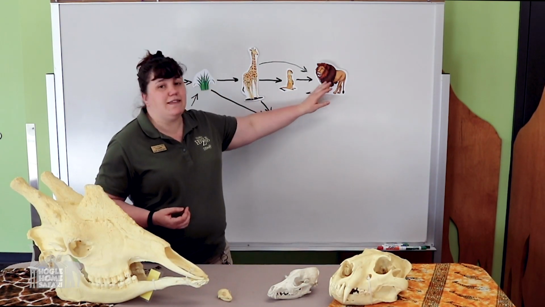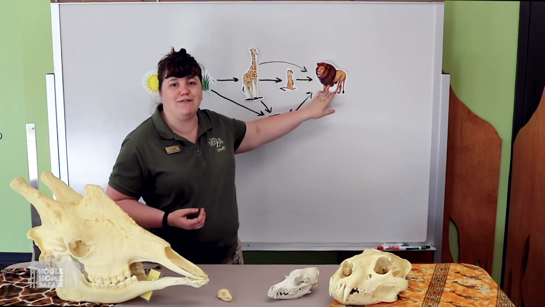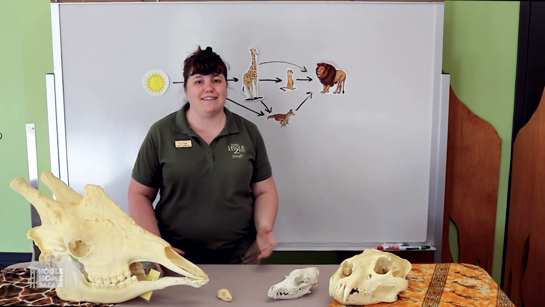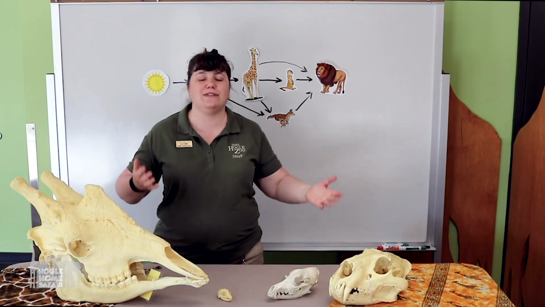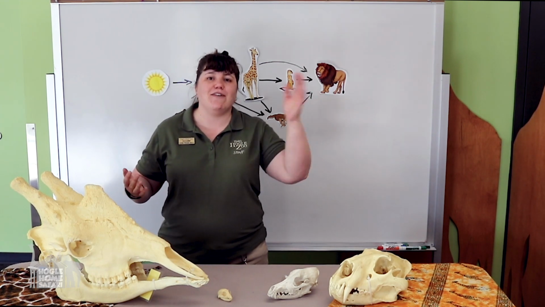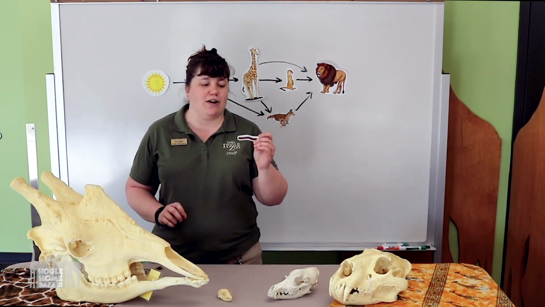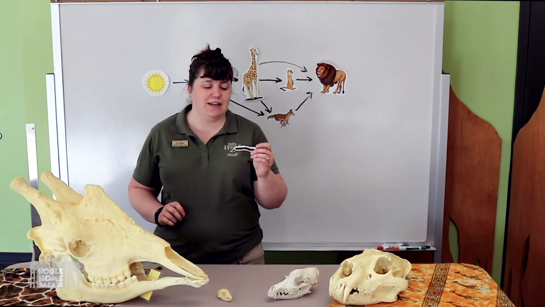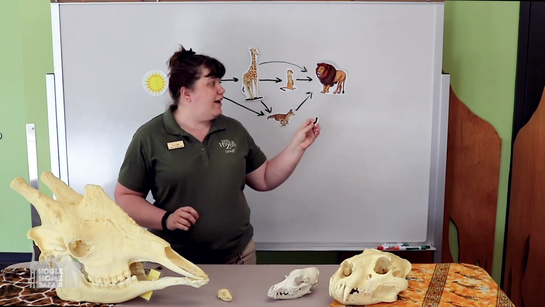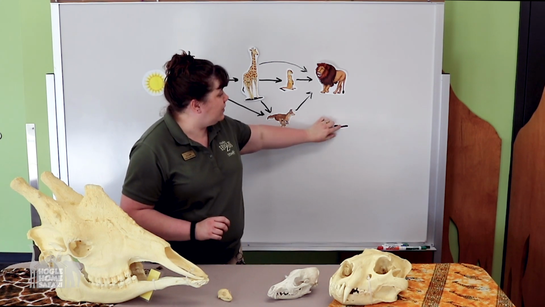And then, is that the end of our food chain? Everything in Africa just goes along until it gets eaten by a lion and then that's the end of it? No, it's the circle of life, right? Everything gets recycled in nature, and the animals that do that are called decomposers. This is a little picture of a millipede, and he's our decomposer.